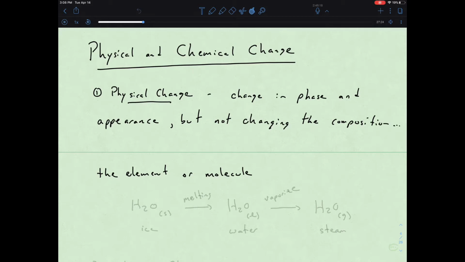So the physical change, we could look at maybe ice going to water. Right, we're talking about melting there, right? That's just a phase change. We could go even further to steam, as far as water or H2O now in that gaseous state, or it gets vaporized. So these are all examples of physical change.